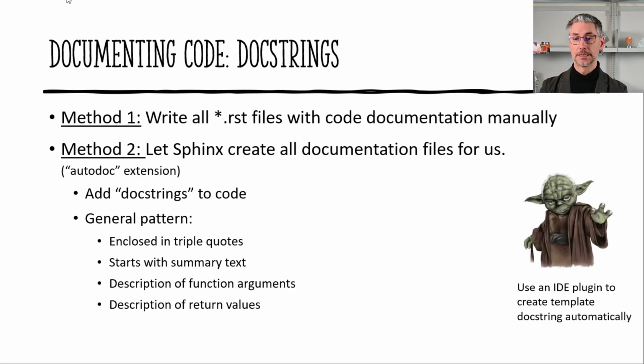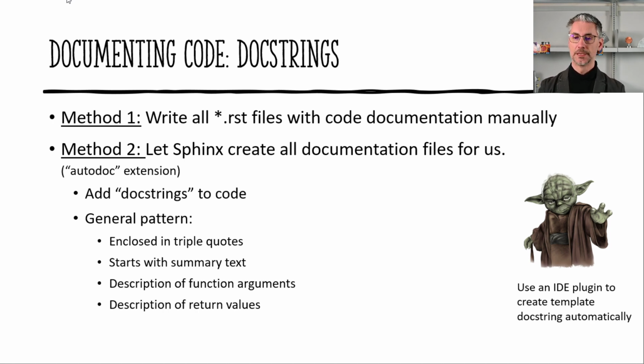So method 1 is to write all the RST files. Remember what we said in the beginning, the key to the documentation is to write these RST files, these reStructuredText files. So method 1 would be to write all of those manually and thus document our code. This is of course not what we want to do. So we want to use method 2, where we let Sphinx create all those files for us. And this is where this autodoc extension comes in.